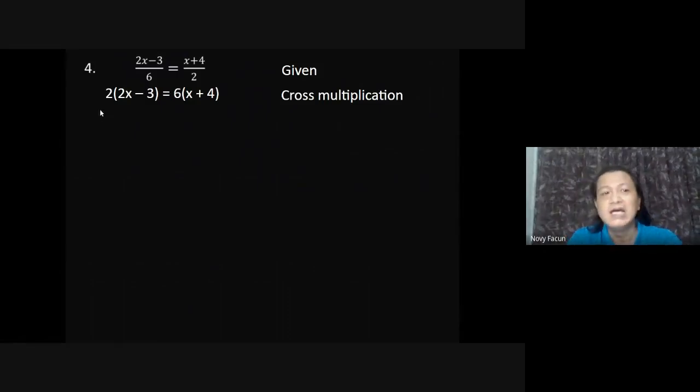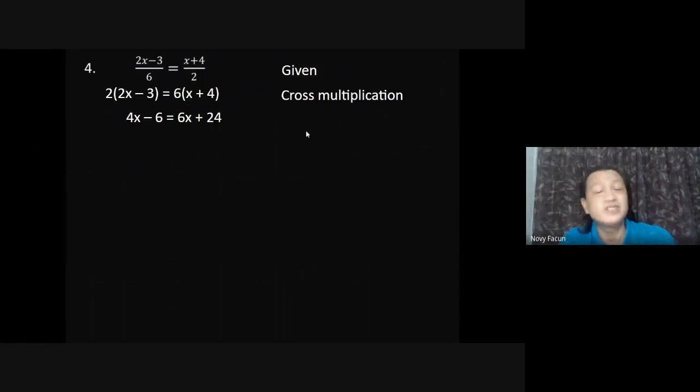Remember, this is fraction na 2x minus 3, i-multiply mo siya doon sa denominator sa kabila. Yun yung 2. Kaya ang magiging expression natin sa left side, we have 2 times 2x minus 3. Doon naman sa right side, yung numerator natin na x plus 4, multiply mo doon sa denominator sa kaliwa. Yun yung 6. Kaya magiging 6 times x plus 4. Then, use the distributive property. Kaya 2 times 2x, magiging 4x yon. Kaya 2 times negative 3, negative 6 na yon. Dito naman, sa kanan, 6 times x, 6x. 6 times 4, 24.